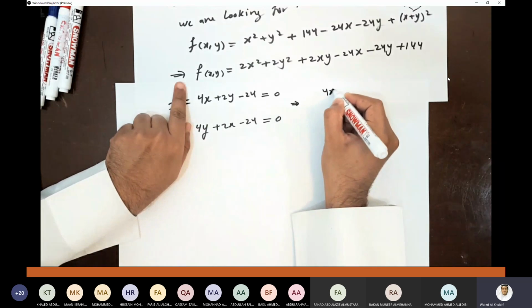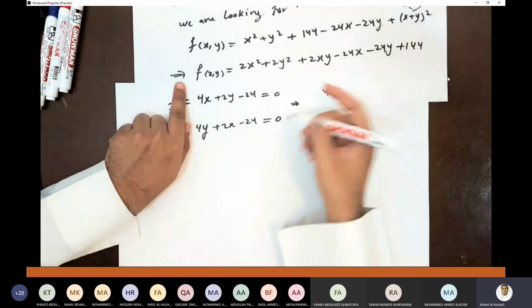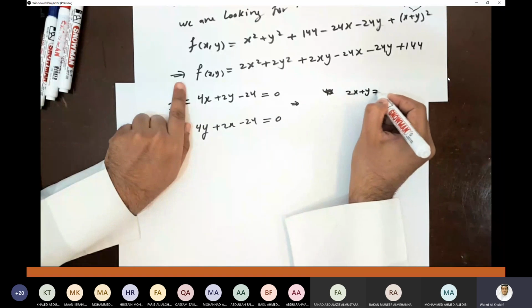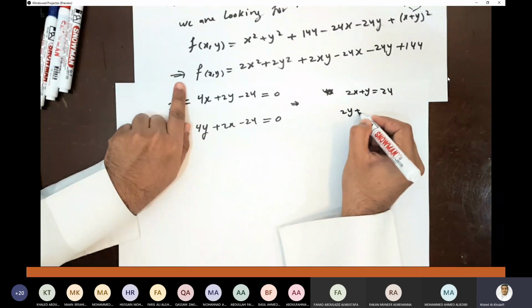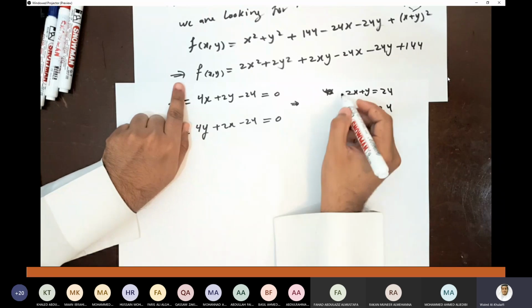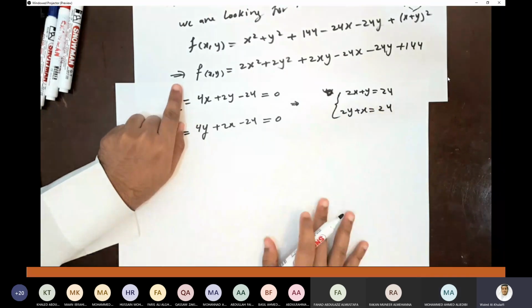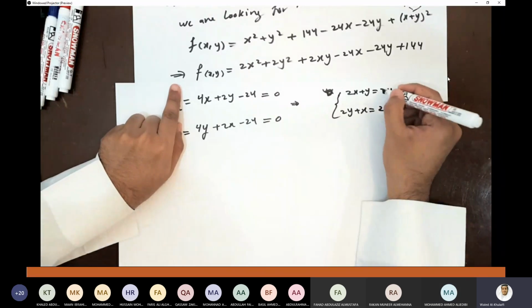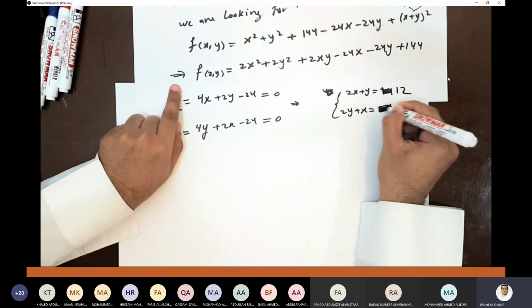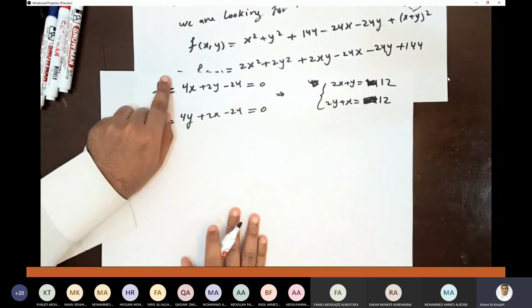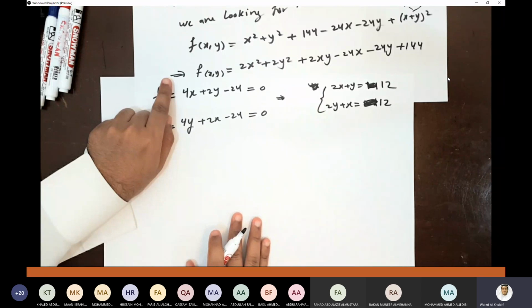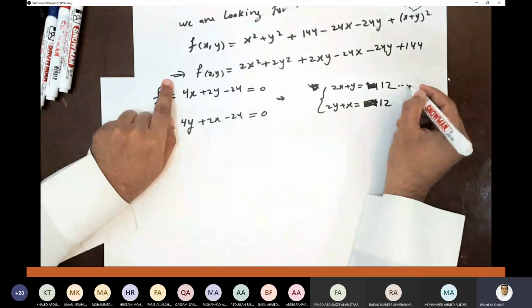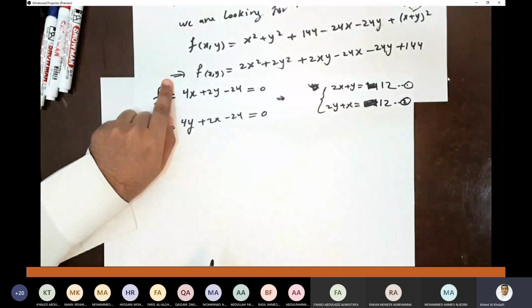Meaning that for x, you can divide by 2, by the way. You can divide by 2, so you get 2x plus y equal 24, and 2y plus x equal 24. So now we have this system of equations. Equal 12. Okay, 12, yes, 12. Yes, very good. So how do we solve these equations? Yes, Rakan. Call this equation 1. Call this equation 2.